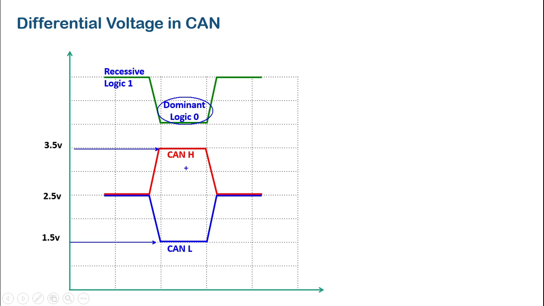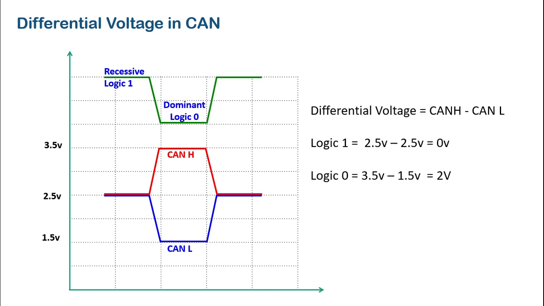Now we consider the difference between these two. This is called differential voltage. To represent logical ones and zeros in our CAN bus, we use a technique called the differential voltage technique. With its help we are able to represent each bit using different voltage levels. Logic 1 is represented by 2.5 and 2.5, and logic 0 is represented by 3.5 and 1.5, and we consider the difference between these two voltage lines to understand whether the bit is 0 or 1.